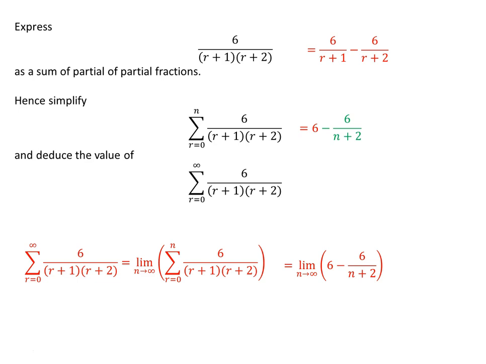So what we're after is the limit as n tends to infinity of 6 minus 6 over n plus 2. As n tends to infinity, 6 over n plus 2 becomes very, very small. It gets very, very close to 0. So the limit that we're looking for is simply 6. So the sum between r equals 0 and infinity of 6 over (r plus 1)(r plus 2) is equal to 6.